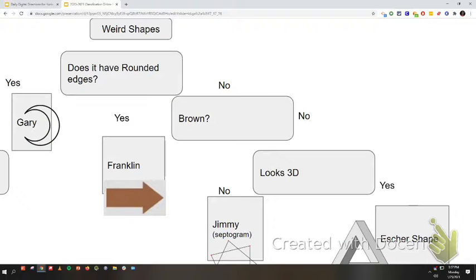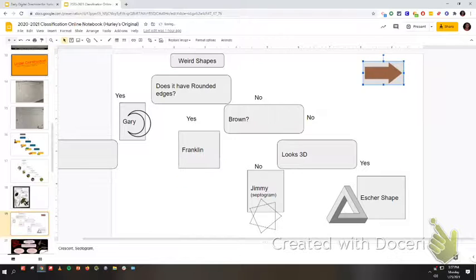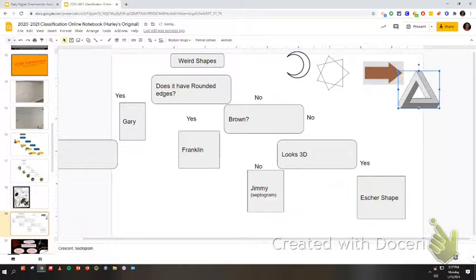This is an example that we made in class. So let's pretend you didn't see me just move those. This is a little bit rougher because we did it in class very quickly. So, weird shapes. These are all weird shapes.